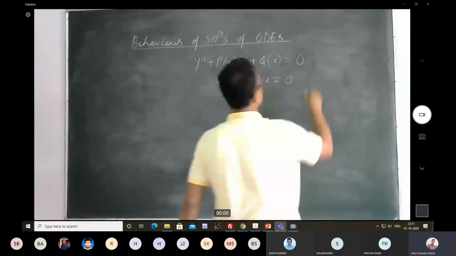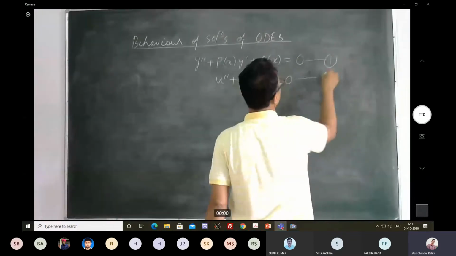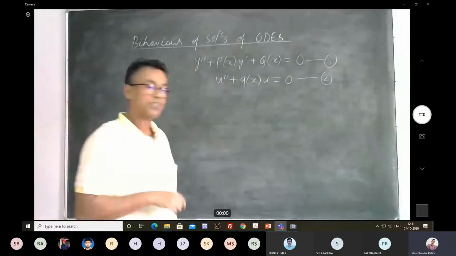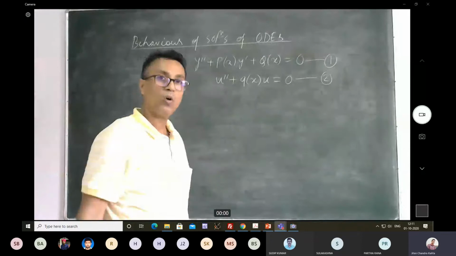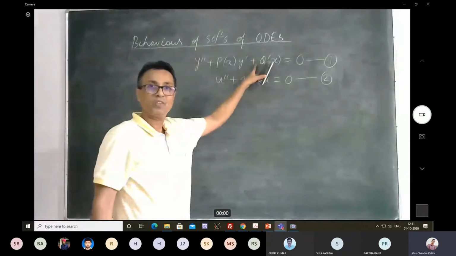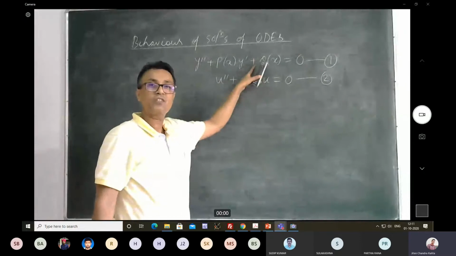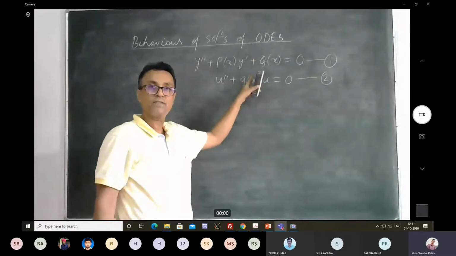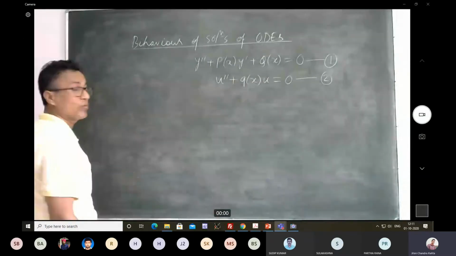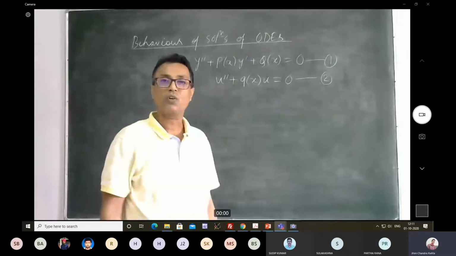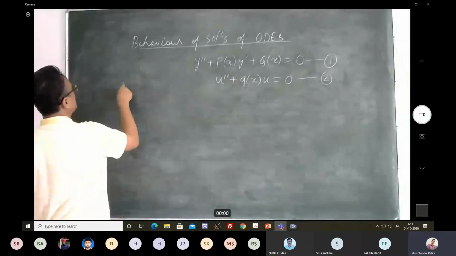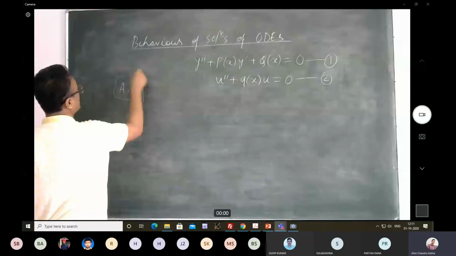And I told you that studying the solutions of 1 is equivalent to studying a solution of 2, at least in the context of the zeros of the solution of 1. I told you that the zeros of both these equations are going to behave similarly. And yesterday we were doing two theorems, the Sturm separation theorem, theorem A and B, okay, fine.